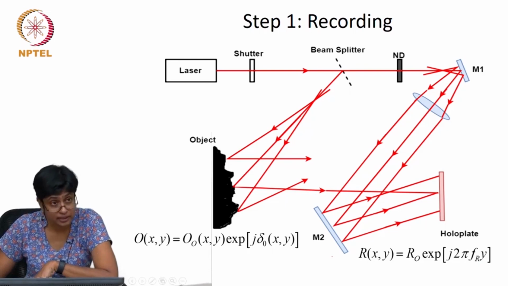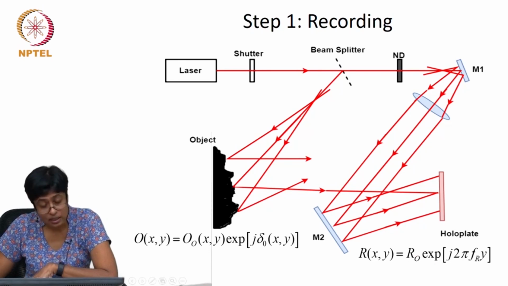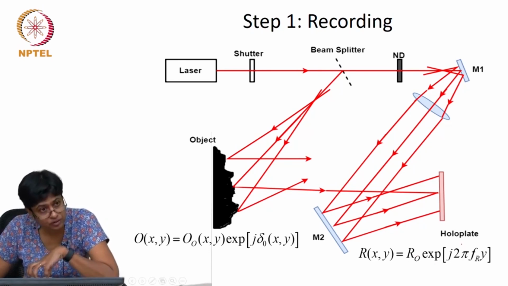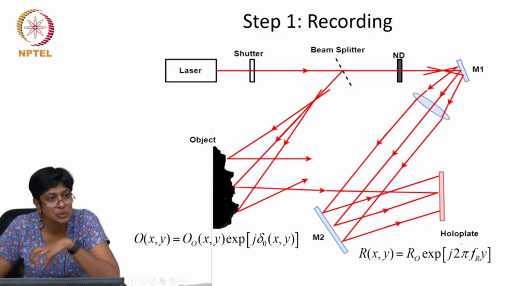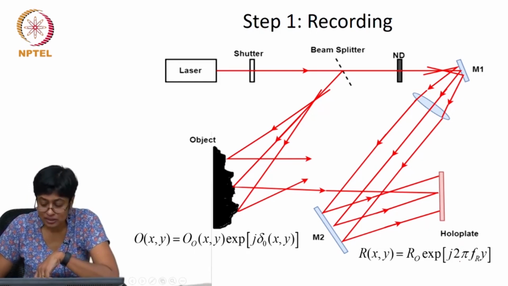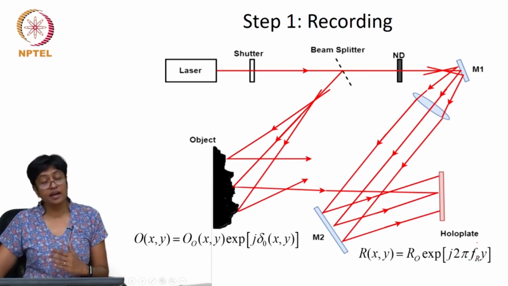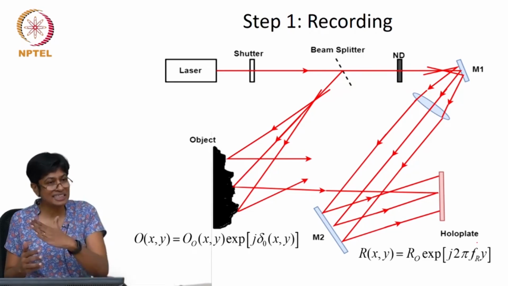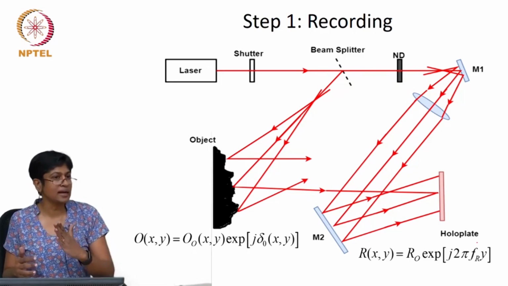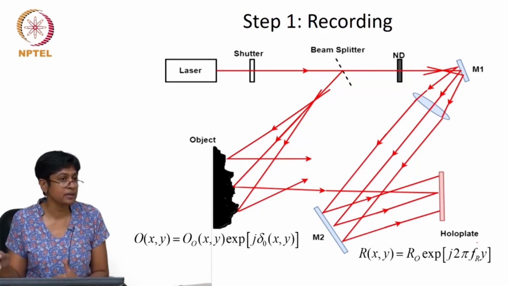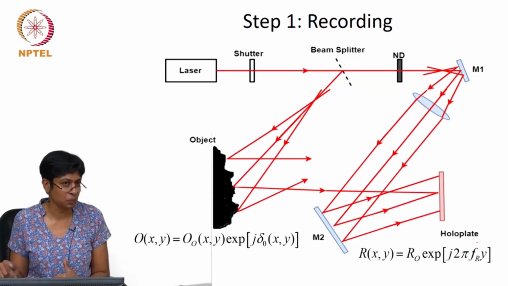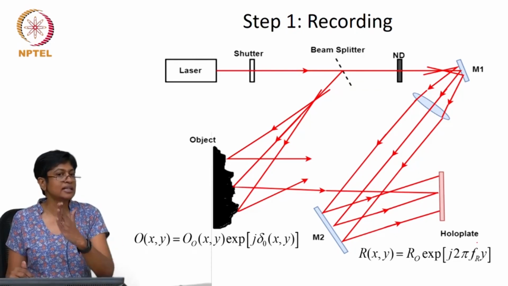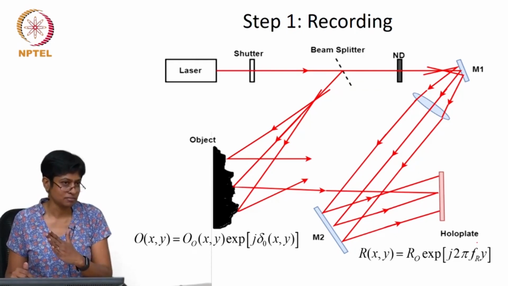The reference wave, on the other hand, of course, also has an amplitude r naught and a phase, but here I can be more specific about the phase because this is a known beam. So this expression 2 pi fr y means I now have a plane wave that is tilted in one direction, which is why I don't worry about the x-axis here, I worry only about the y-axis, and that fr is related to the tilt and the wavelength of light.